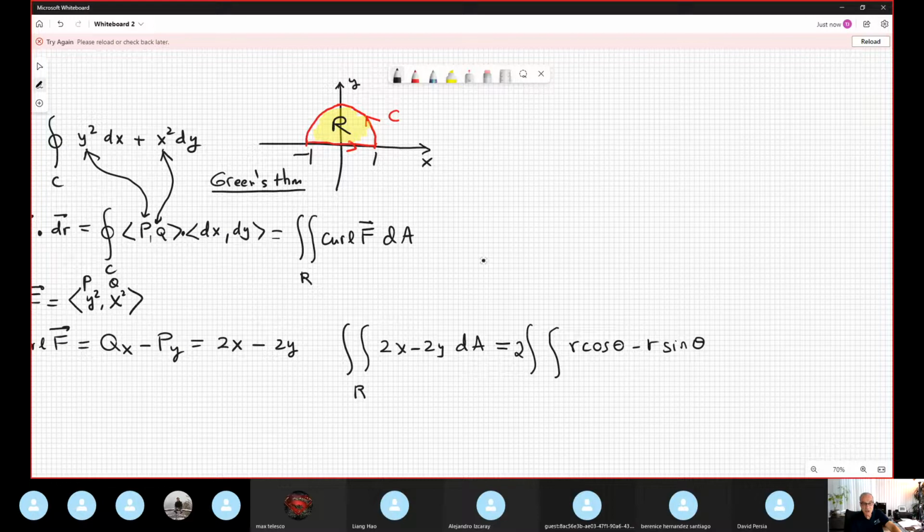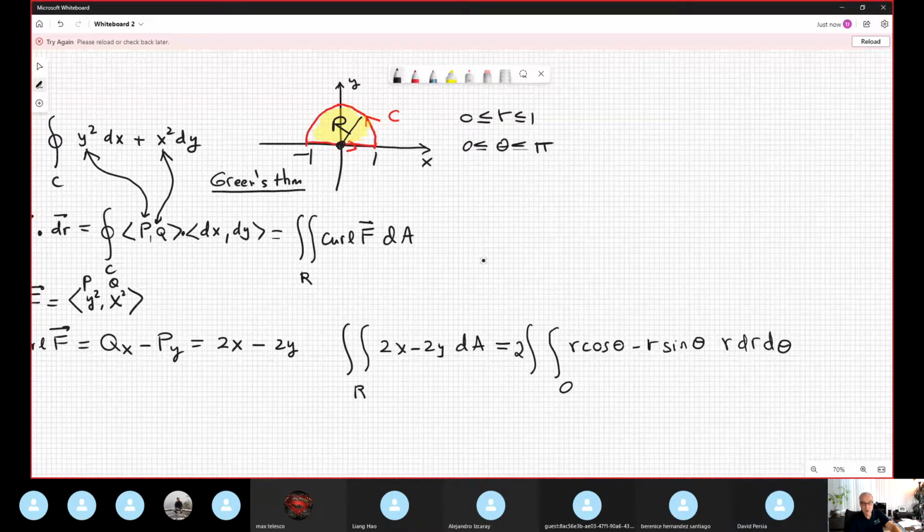Step 1, change the integrand function to polar. Step 2, change the differential to polar using the Jacobian, r dr d theta. Third, set up the limits. The limits are easy. r varies from 0 to 1 because this is the unit circle, and theta varies from 0 to pi, not 2 pi, because it's a semicircle.